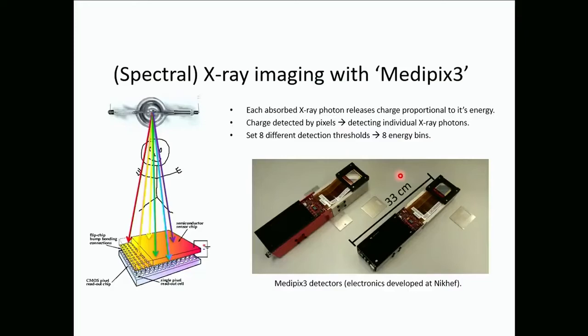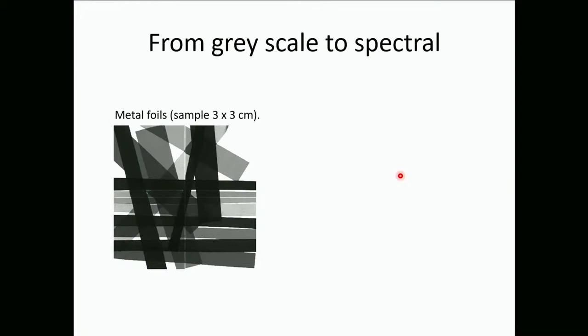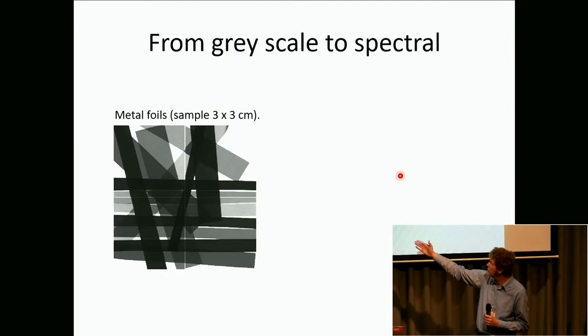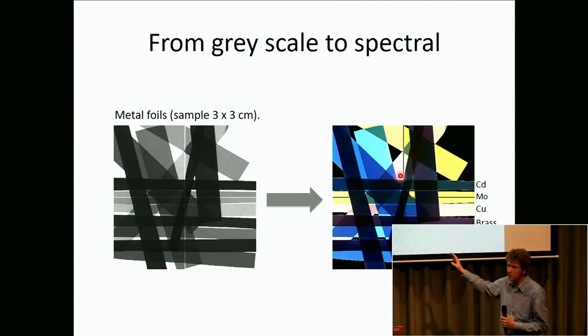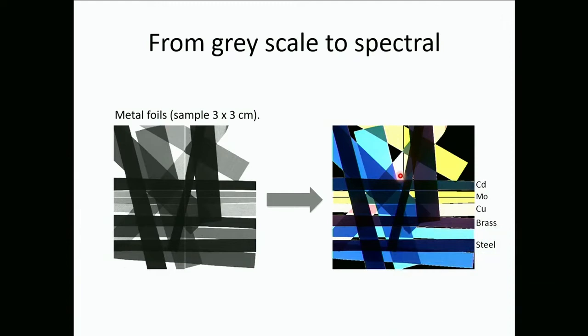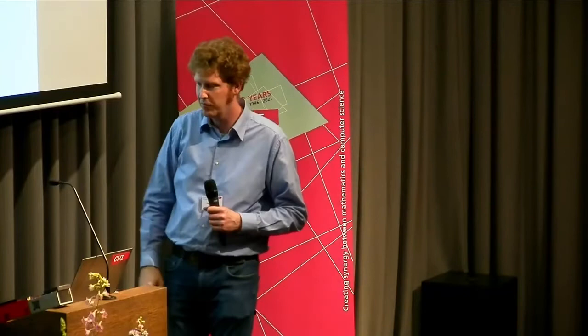So if you now go from a black and white image, which in this case is a pack of metal foils on top of a sensor, now you see just a bunch of gray values, no idea of what the material is and how thick it is. If you add this energy information, you can immediately see, based on assigning colors to the energies that you detect, what kind of materials are in there based on the color. And that also helps you to tell something about the thickness of this material as well. So now you certainly can differentiate cadmium, brass, and steel, for example, which are more or less, especially in this lighting condition, the same level of black in this sheet over here.